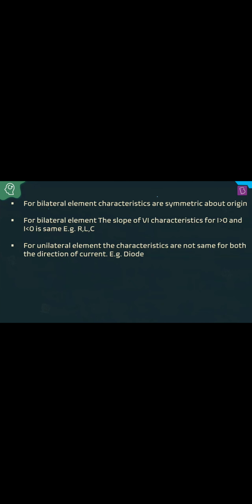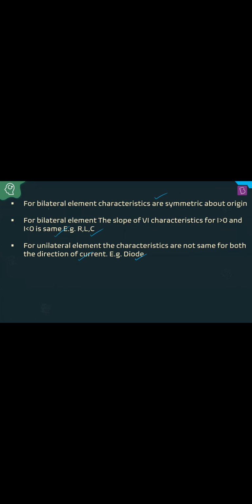For a bilateral element, the characteristics are symmetric about the horizon. I will explain with respect to characteristics also. For a bilateral element, the slope of the characteristics for I greater than 0 and I less than 0 is the same. In both directions the slope must be equal. For a unilateral element, the characteristics are not the same for both directions. The example is a diode.